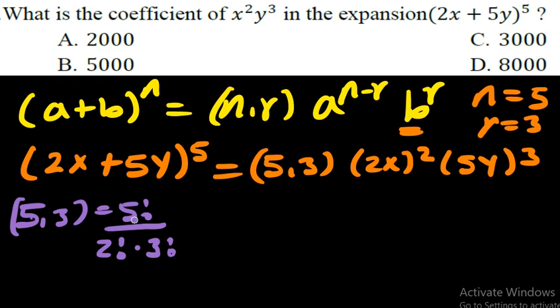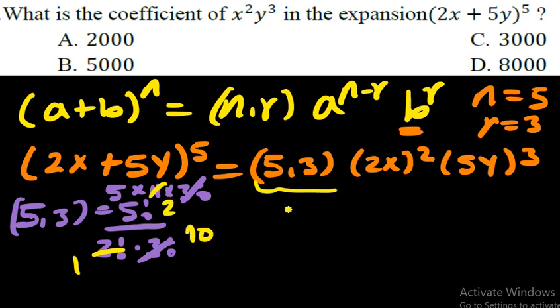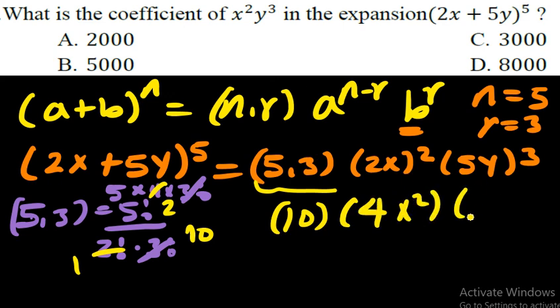Here the outcome will be 5 factorial, which is the same as 5 times 4 times 3 factorial. And then I can cancel 3 factorial with 3 factorial. Then I can simplify by 2, 1, this by 2, again 2. 2 times 5 will be 10. So the whole thing will be 10 times, and (2x) squared is 4x squared, and (5y) cubed is 125y cubed.